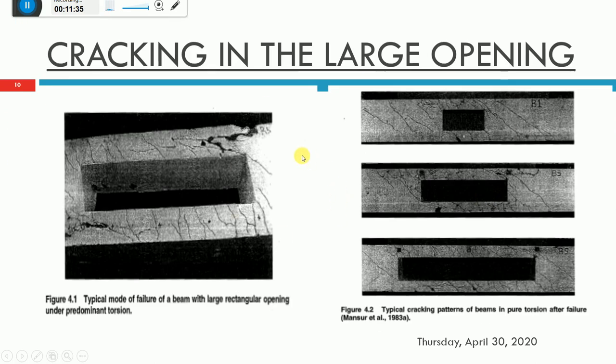You can see some model failures of a beam, which were checked by Mansour et al., 1983. So if you check this diagram, B1, B3, B9, you can see that for a very small opening, the cracks will be vertical, at 45 degrees. These are also flexural cracks. If you compare to B3, the 45-degree cracks will be very few, but the top chord and bottom chord cracks are very high. This will make it fail.